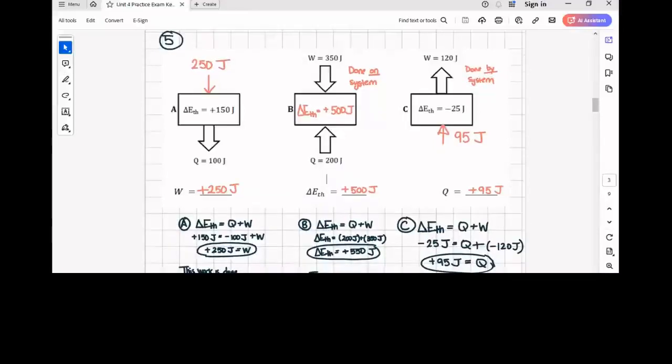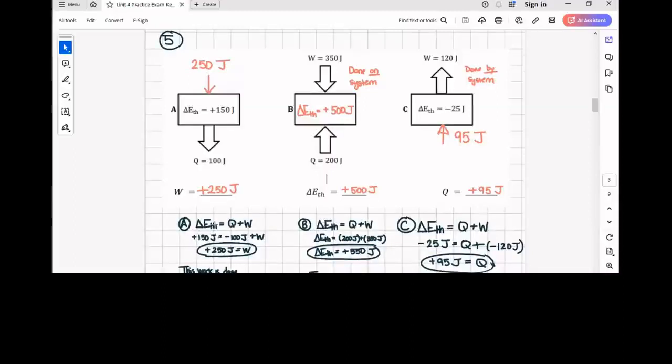Number 5, refer to the set of thermodynamic systems shown below. Use the first law of thermodynamics to determine the amount of energy exchanged in each example. When appropriate, draw an arrow to indicate the direction of energy exchange. Okay, this is a screen cap of our practice test with the rectangle representing the thermal energy change of the system, and then arrows on the top and bottom of that system that can either indicate heat being transferred into the system or out of it, or work being done on the system versus by the system.